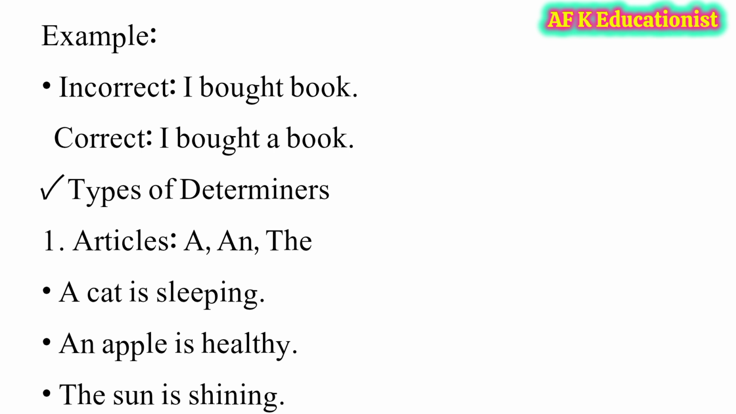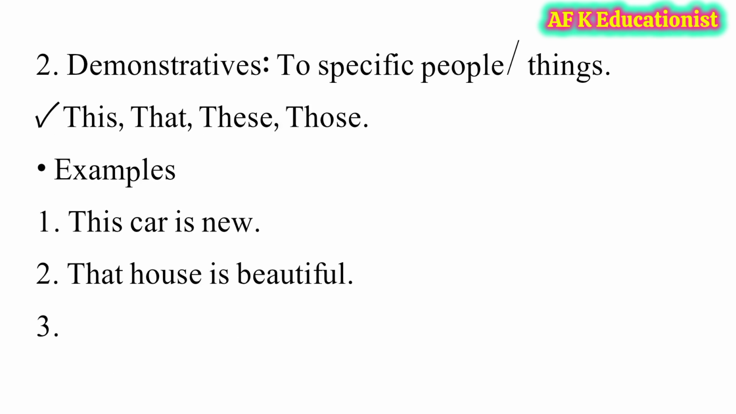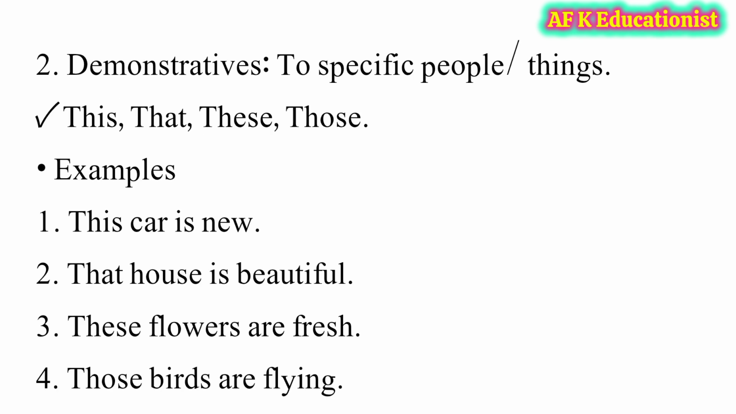Types of determiners. 1. Articles. Articles are a and the. Examples: A cat is sleeping. An apple is healthy. The sun is shining. 2. Demonstratives. These point to specific people or things. This, that, these, those. Examples: This car is new. That house is beautiful. These flowers are fresh. Those birds are flying.